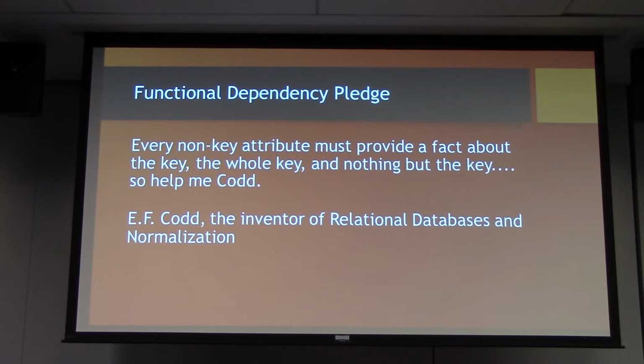Another quote that I've heard in the past, you could call it the functional dependency pledge, is that when you're looking for these second and third normal form problems, you want to check every single one of your attributes and make sure that it provides a fact about the key, the whole key, remember not a subset of the key, and nothing but the key, meaning it's not dependent on something else. And then they add in so help me Codd. E.F. Codd was the inventor of relational databases. So a little cute quote that summarizes functional dependency.